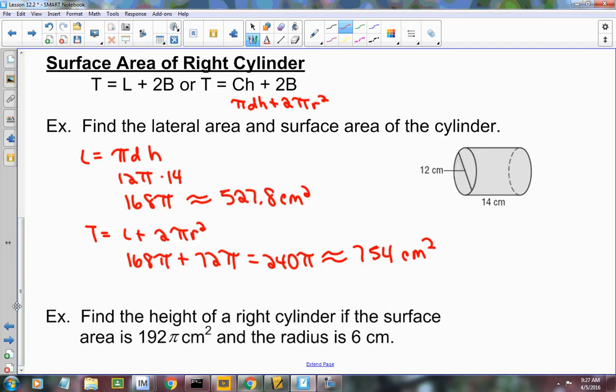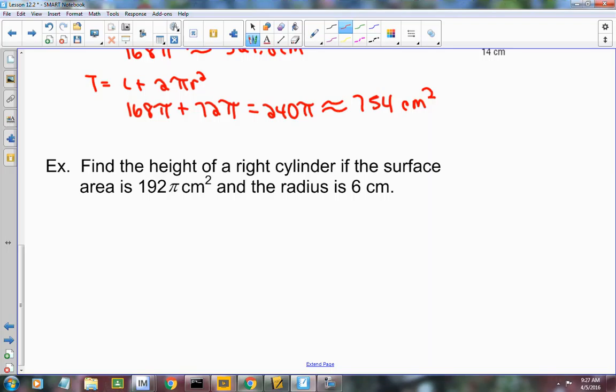All right. Now this one works backwards. This one wants us to find the height of the right cylinder if the surface area is 192 pi centimeters squared and the radius is 6. Okay, so it gives us the total, which is the circumference, pi times the diameter, times the height, plus 2 times the area of the base. There's my formula. Okay, I'm going to write my formula down.